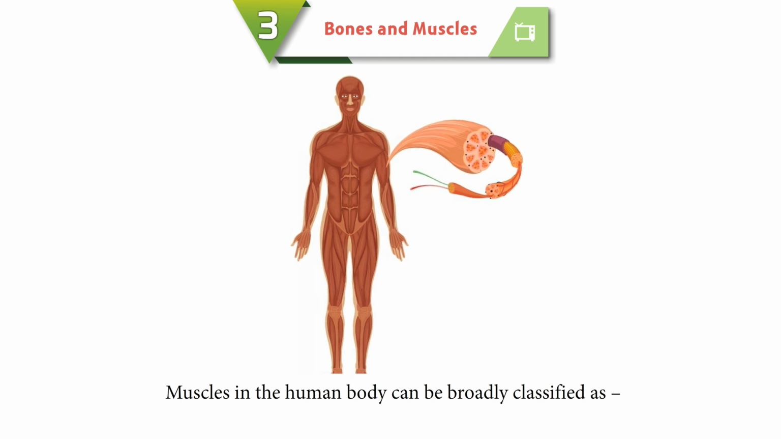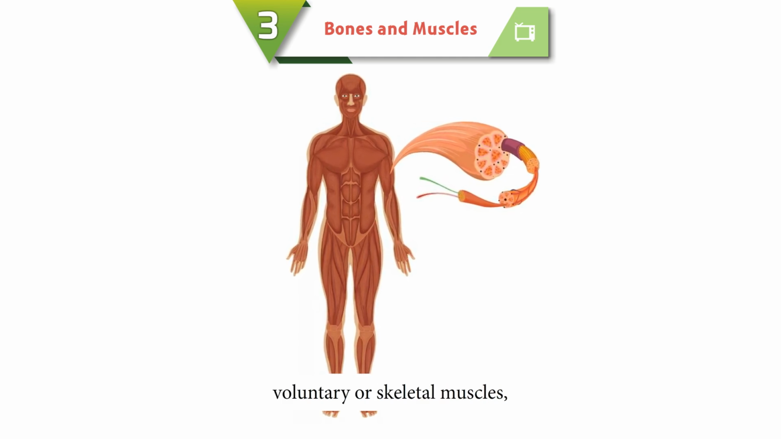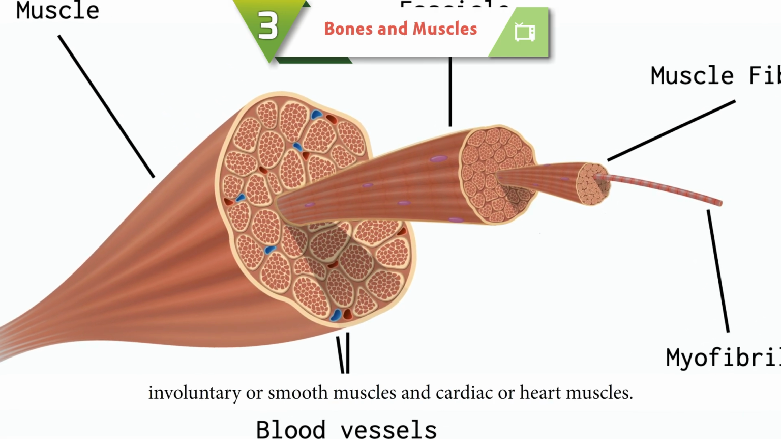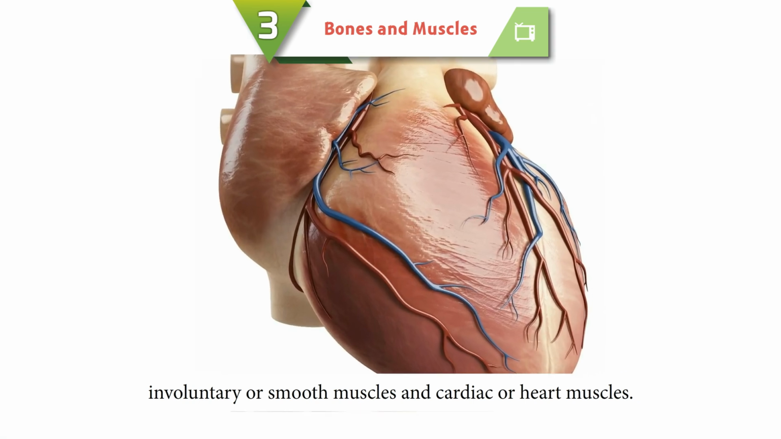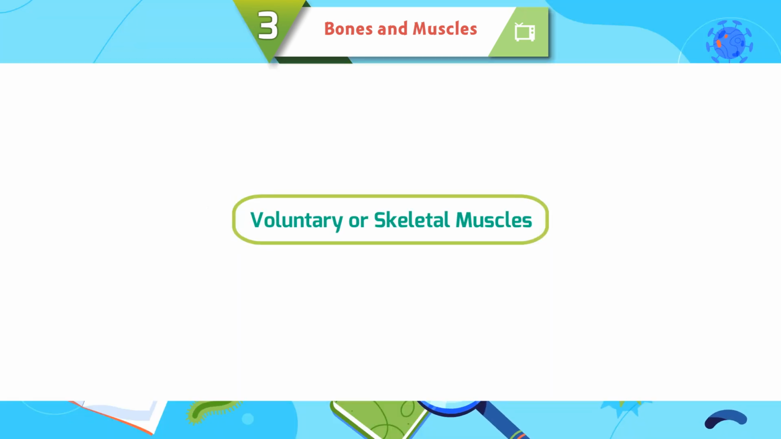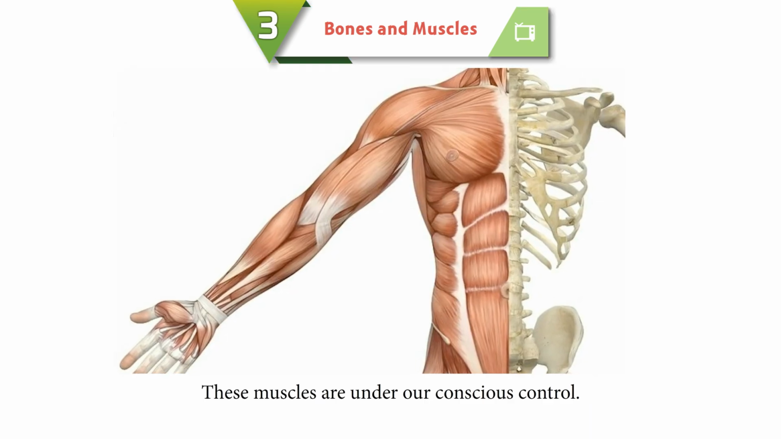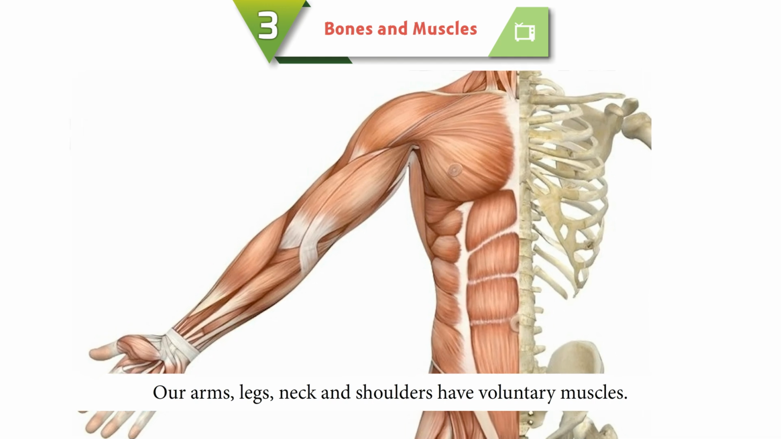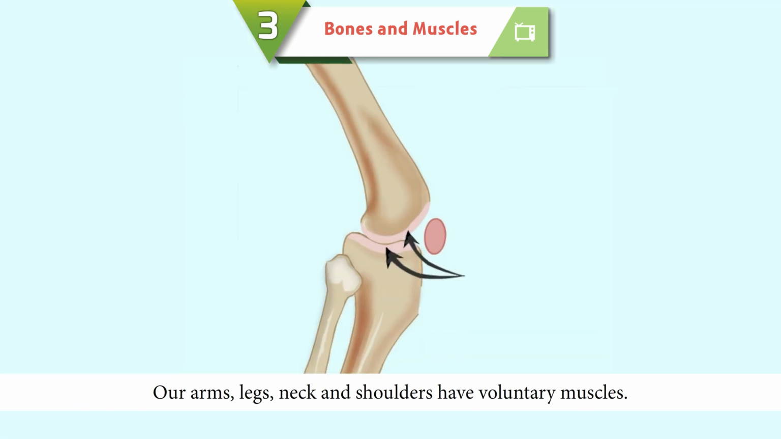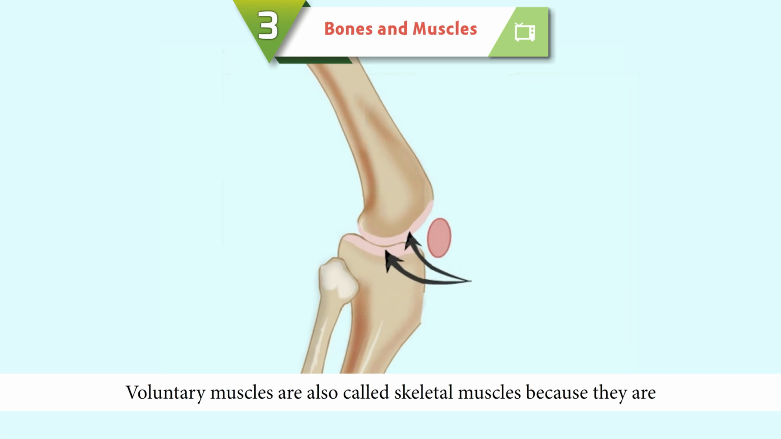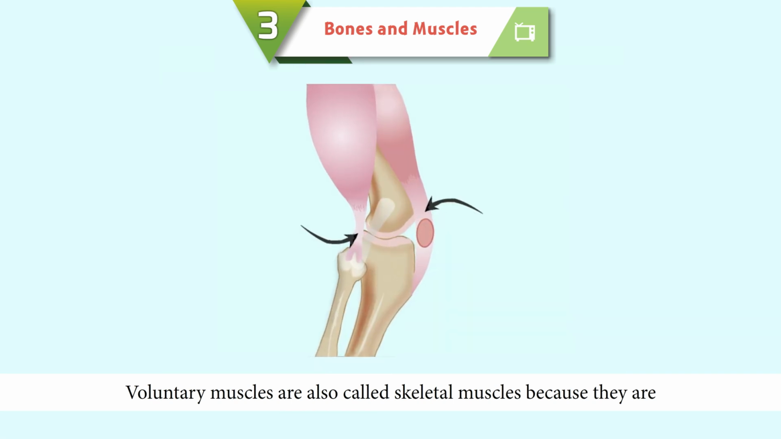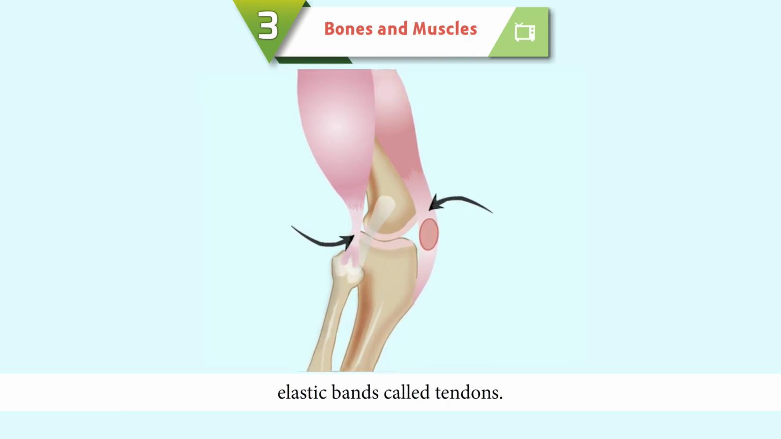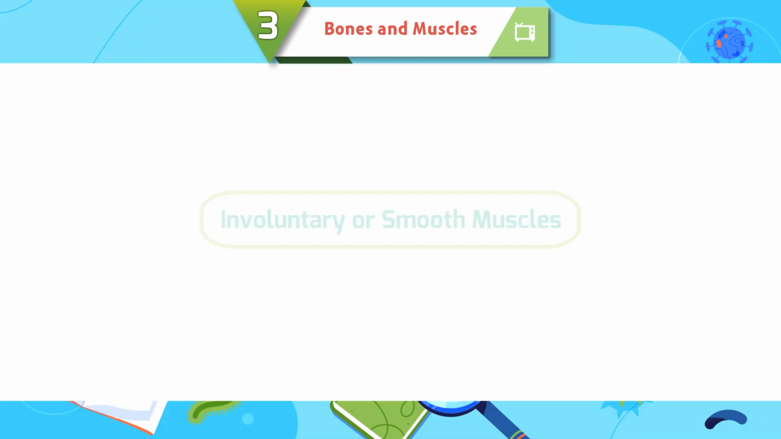Muscles in the human body can be broadly classified as voluntary or skeletal muscles, involuntary or smooth muscles, and cardiac or heart muscles. Voluntary or skeletal muscles. These muscles are under our conscious control. Our arms, legs, neck, and shoulders have voluntary muscles. Voluntary muscles are also called skeletal muscles because they are joined to the bones and other muscles with the help of strong elastic bands called tendons.